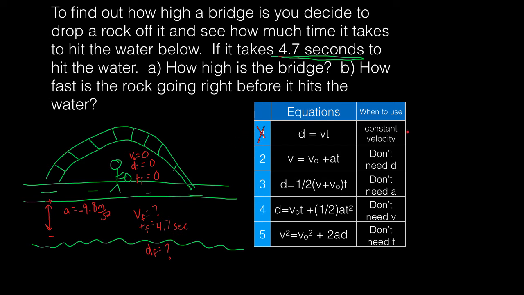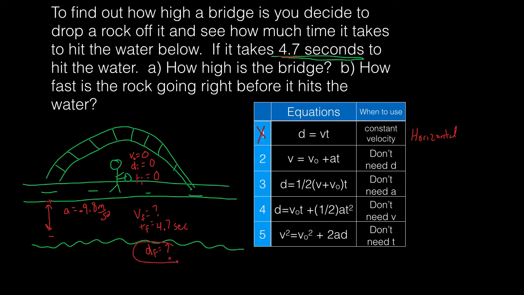Just a little side note with equation number 1: we're only going to use it for objects that are traveling horizontally. In this case it's definitely vertical since you're dropping it, and so we don't use equation number 1. Equation number 2 now.